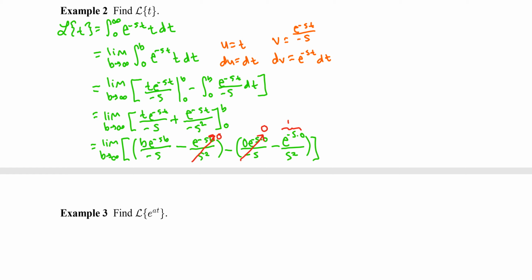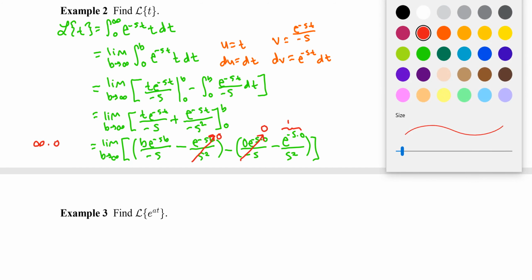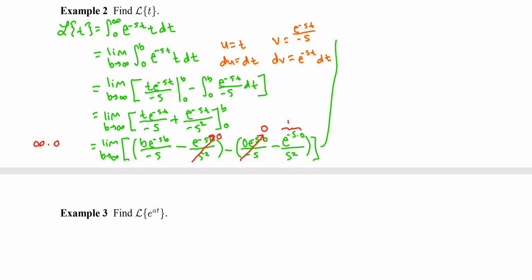Now over here, we have a problem. We have infinity times 0. That's what we call an indeterminate form. Recall, if you have an indeterminate form, you have to rearrange it so that it is in the form either 0 over 0 or infinity over infinity, and then we'll apply L'Hopital's rule. So let's rearrange it a bit. Limit b approaching infinity. Let's call it b over s e to the sb.